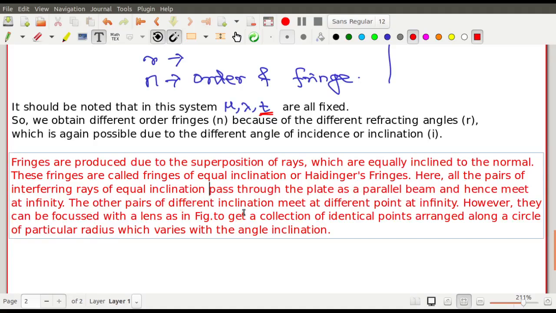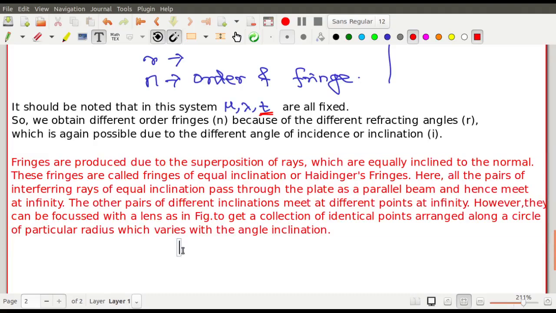The other pairs of different inclination meet at different points at infinity. However, they can be focused with a lens as in the figure to get a collection of identical points arranged along a circle of particular radius which varies with the angle of inclination.